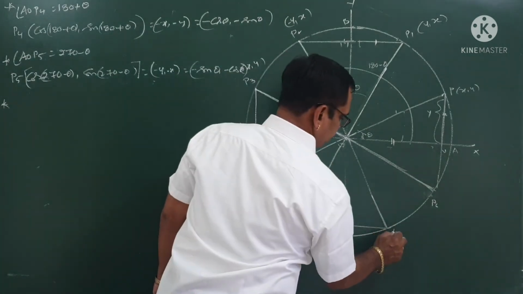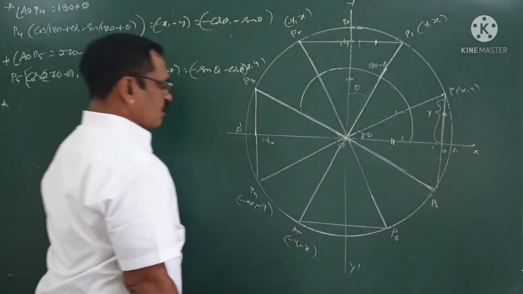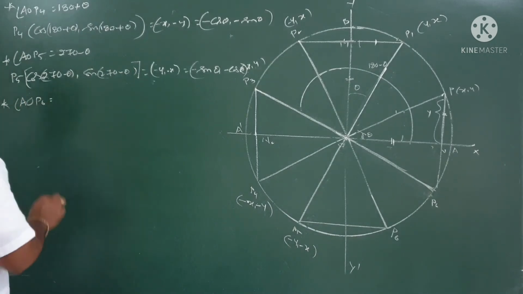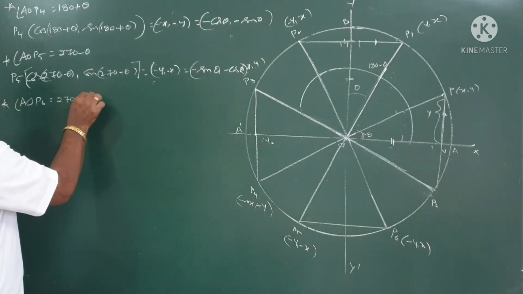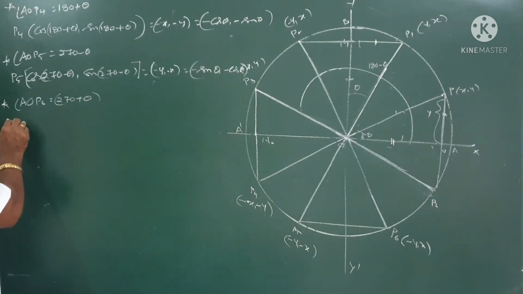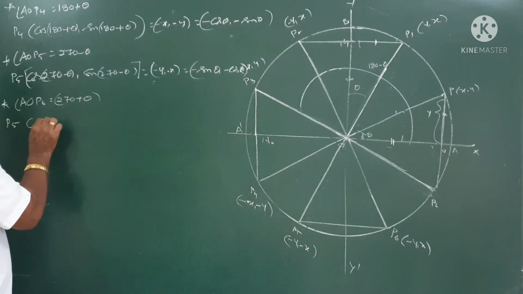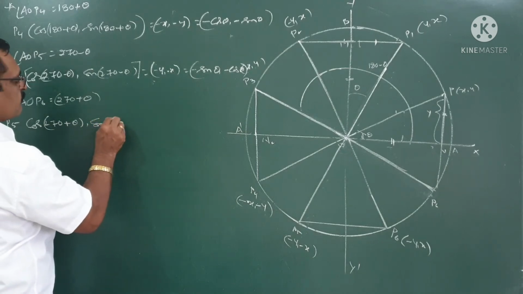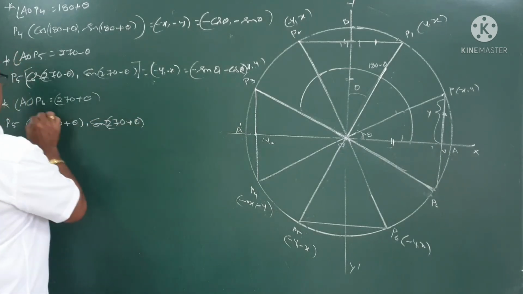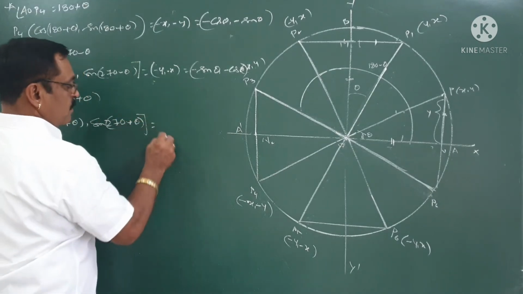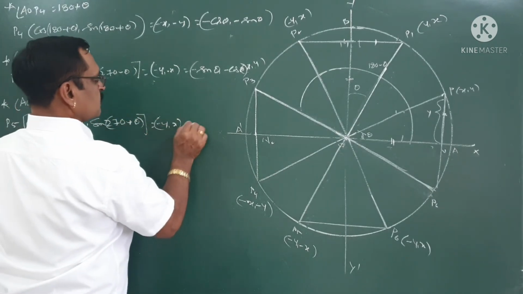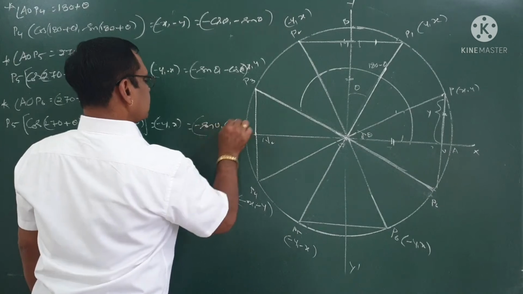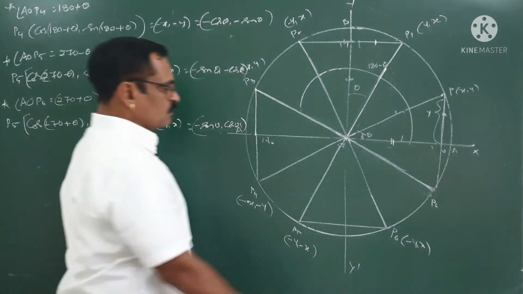Actually, I go to the next one. This is P6. Angle AOP6 is 270 plus theta. Therefore, P6 coordinates are cos of 270 plus theta and sin of 270 plus theta, and the coordinates will become minus y comma x, which is minus sin theta comma cos theta.